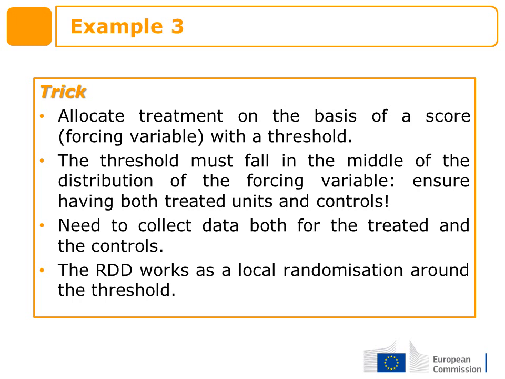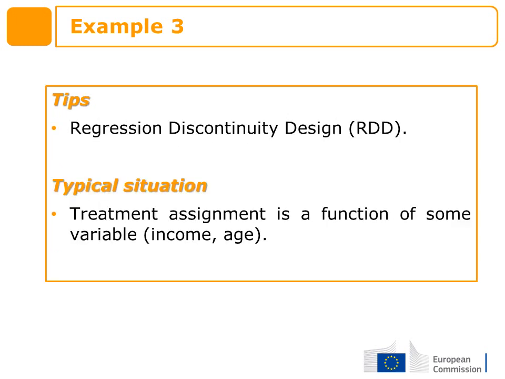Make sure to collect data both for units above and below the threshold. This means collecting data also on non-participants. Use the threshold, in our case income, from the eligibility condition in the RDD analysis. RDD is expected to work because it works similarly to a randomization around the threshold. The analysis of results, i.e. the CIE method, should be done with RDD. Tip: regression discontinuity design. The typical situation is treatment assignment is a function of income, age, unemployment duration with a threshold. RDD estimates impact close to the threshold.